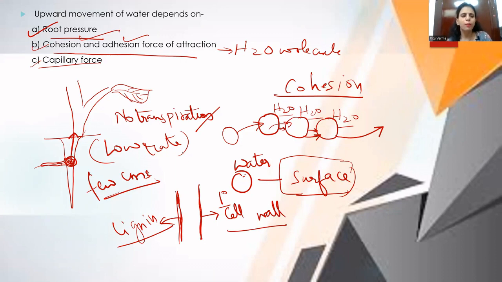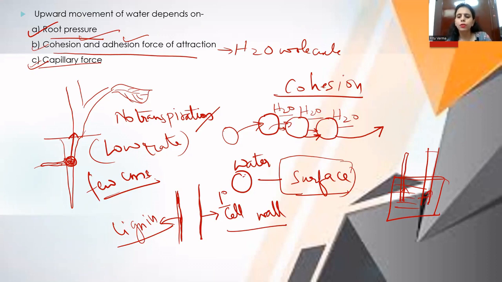The third type of force is capillary force. What is the meaning of capillary force? For example, you have a glass which is filled with juice, and in this glass you have two straws. One straw is very thin and one straw is quite thick. Obviously, if you leave the straws as such, slowly the juice will enter inside the straw and start moving up, a little bit, not much.